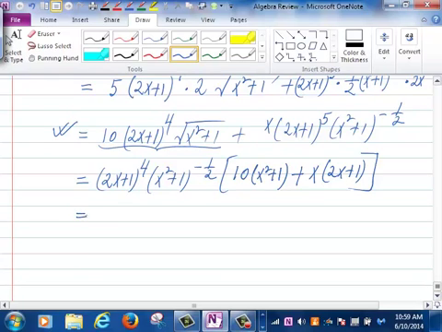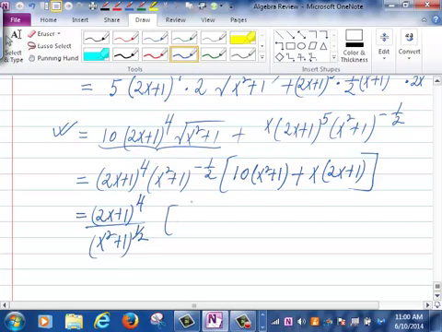Okay, so this is what I get now: (2x+1)^4 over (x^2+1)^(1/2), and in the brackets I get 10x squared. You notice that I have a 10x squared here and I have 2x squared here, so that will be 12x squared. Well, let me just not be lazy here, let's just multiply out. So 10x squared plus 10 plus 2x squared plus x. Am I okay there?